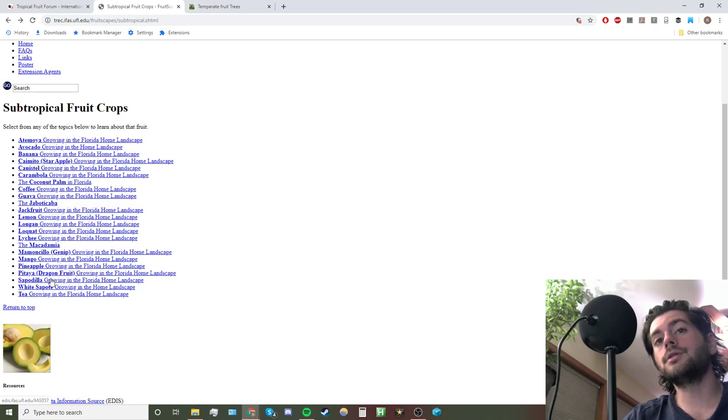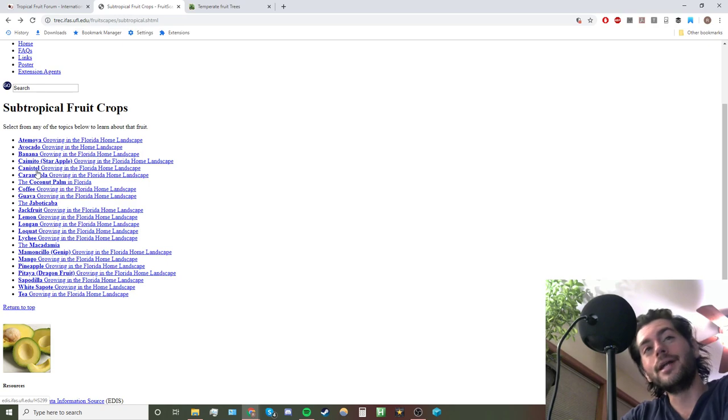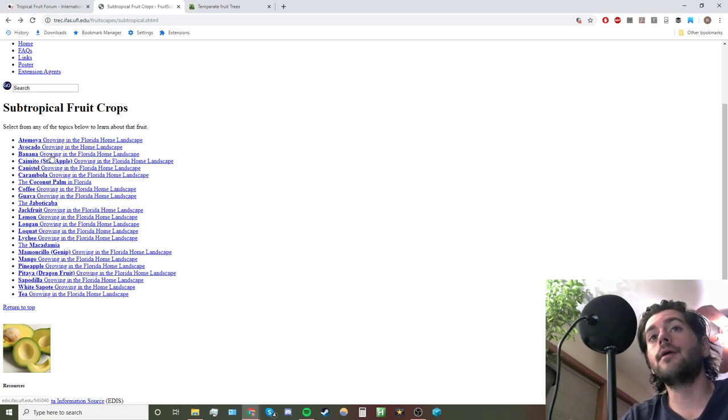I'm sure there's some others, like the sapodilla. It's supposed to be really good for doing this kind of thing, and the white sapote. People have had success with mangoes and even lychees and loquats and longan. I had all those different things at one point, and then I ended up killing them in the greenhouse one year. Bananas are supposed to be relatively easy. It's just that they take a long time. They need a lot of food.